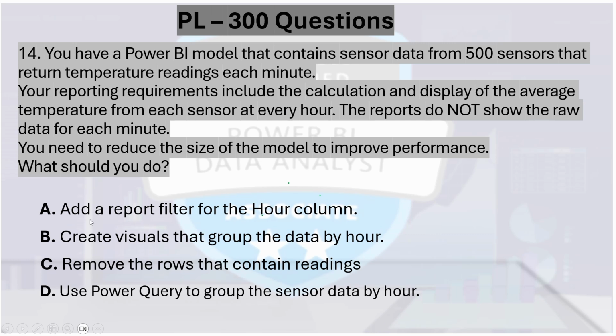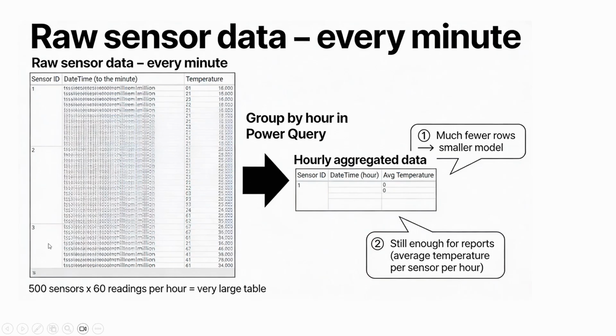So what we can do: add a report filter for the hours column, create a visual that groups the data by hour, remove the rows that contain the reading, or use Power Query to group the sensor data by hour. Okay, option D is correct. You can group the data by hours, so you can get efficient data like this. This is the reading. If you group by hour and aggregate, it is much smaller, with fewer rows. This way you can do date, hour, average for 1 hour.